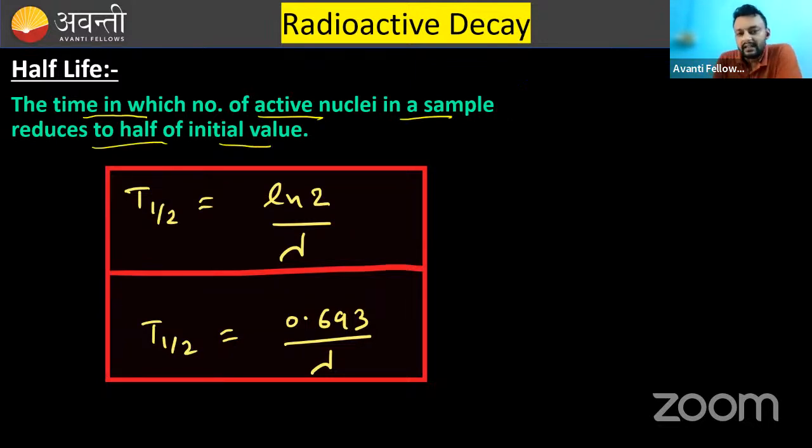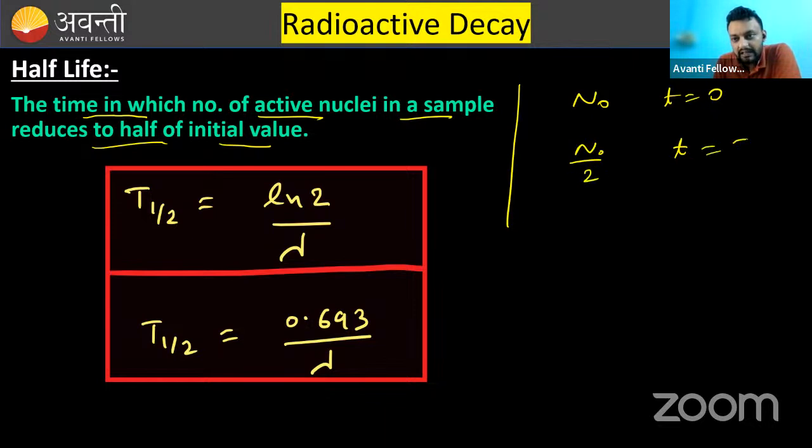This is very simple. Initially, I have N naught number of nuclei. So at t equals 0, the time at which the nuclei becomes half is called t half, the half-life of the sample. And half-life of the sample is denoted by t half. This is the half-life. And what is the formula for this half-life?